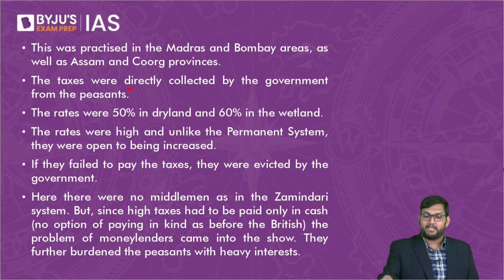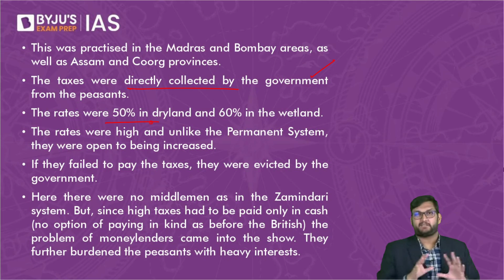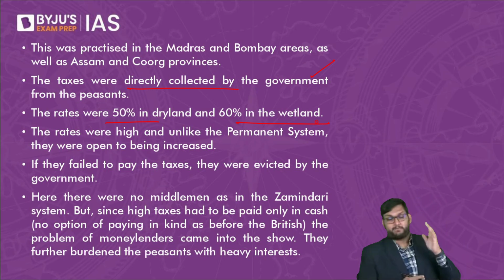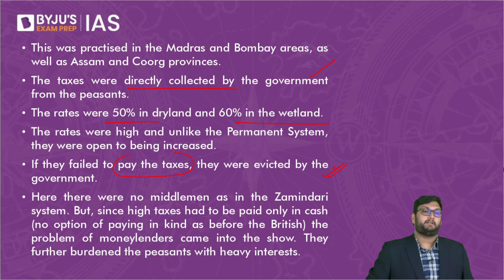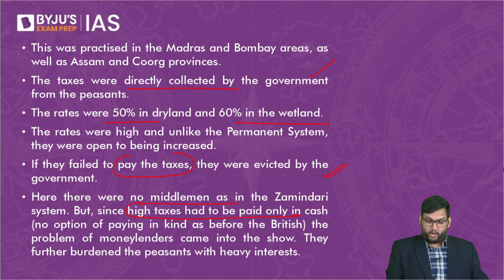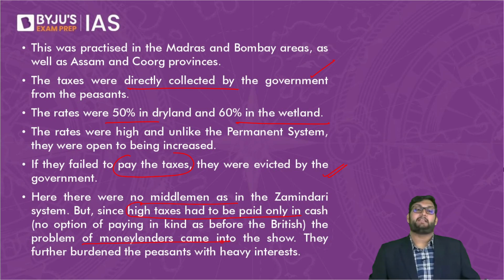Tax was directly collected by the government from the peasant. It was 50% for dry land if it is not that fertile, and 60% for wetland. The rate was still very high, but not as high as the permanent settlement itself. If they failed to pay the taxes, they were evicted by the government. Here, there were no middlemen as in the zamindari system, but since the high taxes had to be paid in cash only, the problem of money lenders came up in this area.